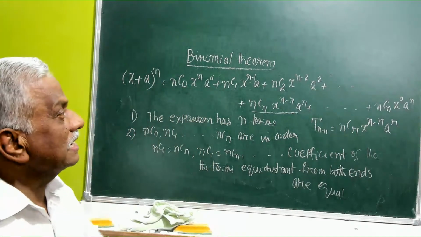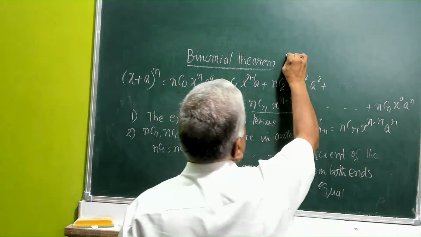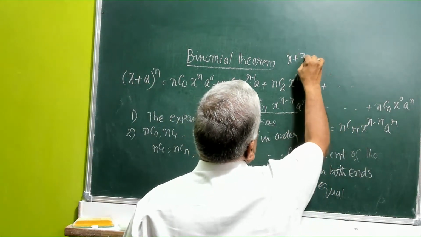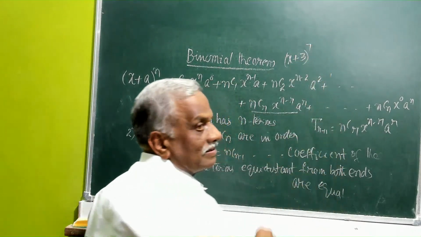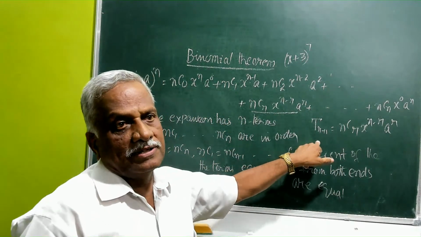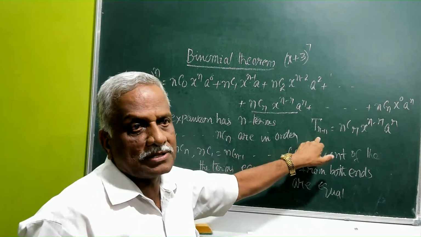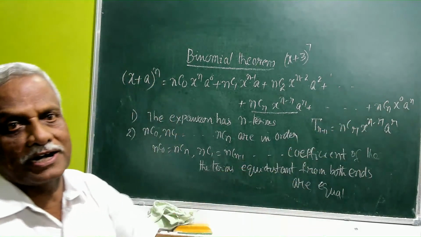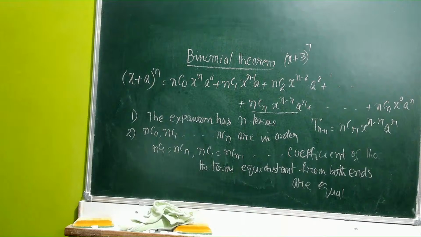The possible question is, they may give a question like this: (x plus 3) to the power of 7. Find the sixth term. So you should write the formula. If you want the sixth term, put r is equal to 5, 5 plus 1. Substitute and get the solution. Another point you need to remember.